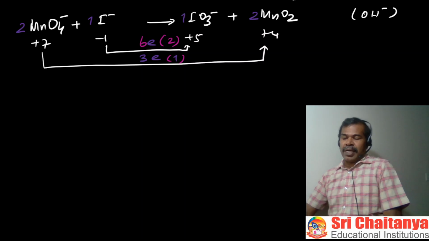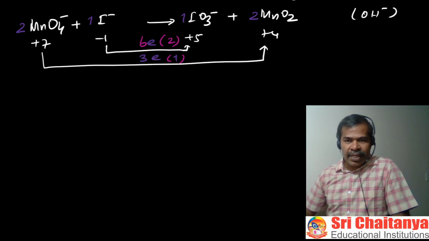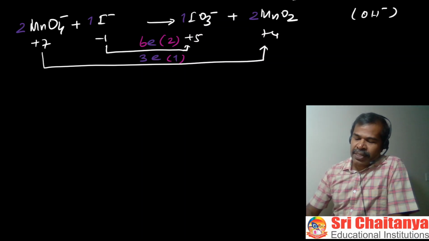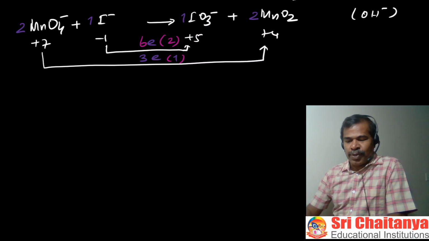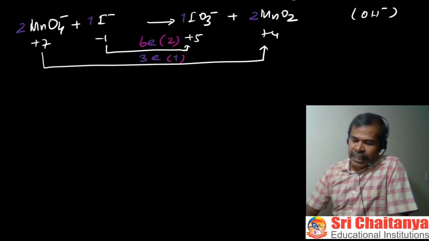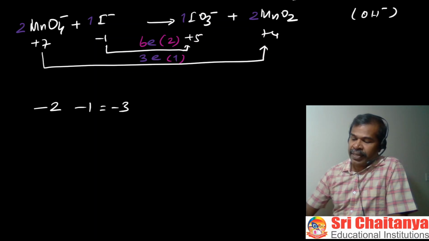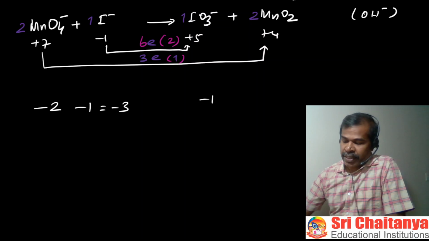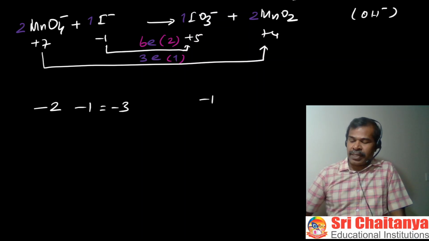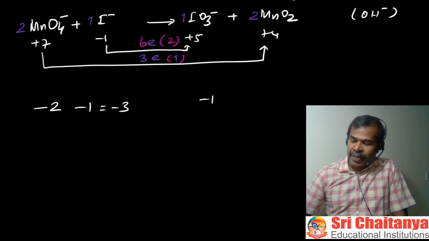Now balance the charges. As I told you, just balance the charges. To balance the charges, you are going to use H plus. Now what are the charges? On the left side, minus 2, minus 1, that is equal to minus 3. And right side, minus 1. It is just minus 1. So we have to equate the charges. So what should I do? I will add 2H plus on the left side.